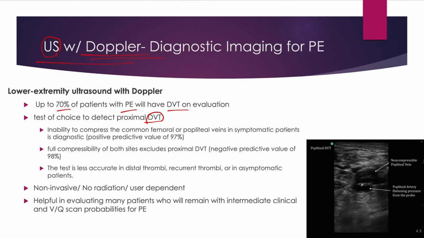And essentially what we're looking for is compressibility of the veins. And you can see here, this one flattens from the probe, but this does not. And you're pushing on it with the probe, so that usually indicates a thrombus, okay? The good thing about ultrasound is it's not invasive. It uses no radiation. But the other thing is that it is user dependent. So you do have to have someone working the ultrasound Doppler machine that is able to read them well. And I think most ultrasound techs are pretty good with limbs. It's not as challenging or complicated as, say, abdominal ultrasounds.